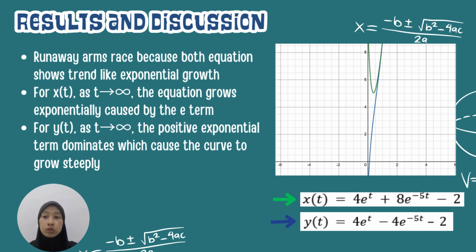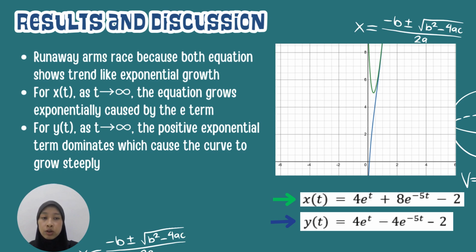Based on the graph, we can say that the equation xt, represented by the green line, starts at a much higher value and exhibits a noticeable downward trend or local minimum as the decay term 8e to the power of negative 5t weakens and the growth of the term 4e to the power of t begins to dominate. As t approaches infinity, the equation grows exponentially, caused by the e term.